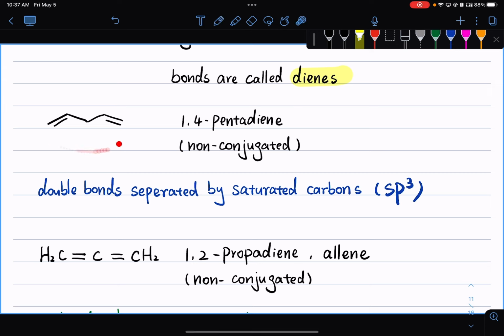If we look at 1,4-pentadiene as an example, 1,4 tells you the position of the double bonds, penta tells you we have five total carbons, and diene tells you we have two double bonds. I'm not going to test you on nomenclature, but it's nice to get familiar with the logic behind these names. And if we look at it, this center carbon here is sp3 hybridized. So whenever you have double bonds separated by one or more saturated carbons, these are called non-conjugated dienes. That's the first big class.